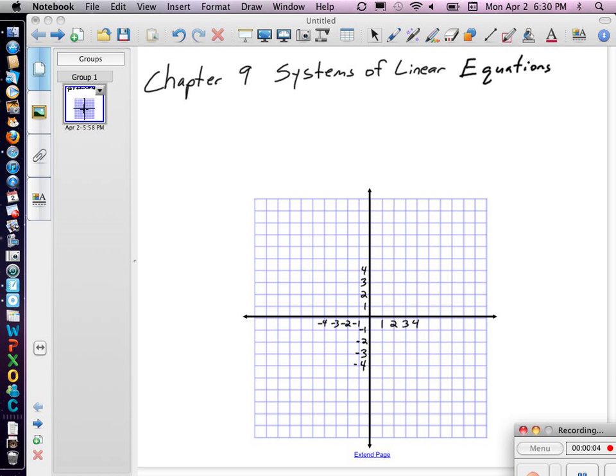All right, today we are starting Chapter 9, and Chapter 9 is called Systems of Linear Equations. So we already know what a linear equation is. It's an equation that when we graph it, it looks like a line, as opposed to a quadratic equation that would look like a U or an N.